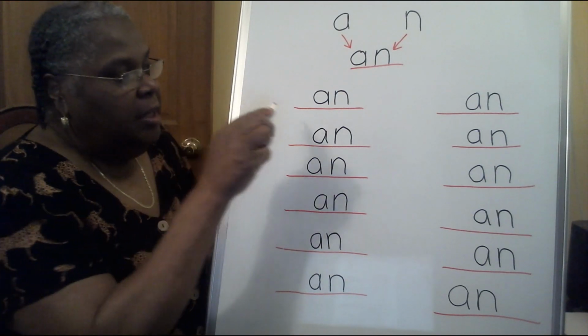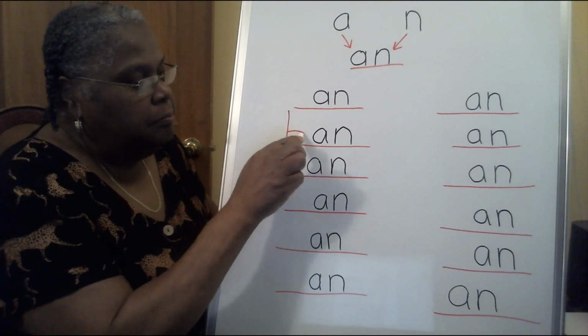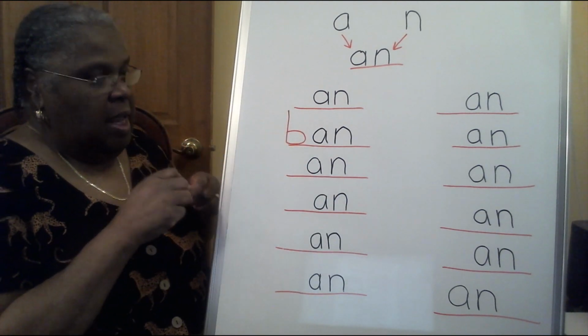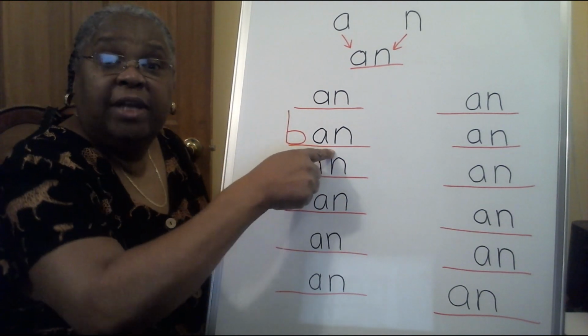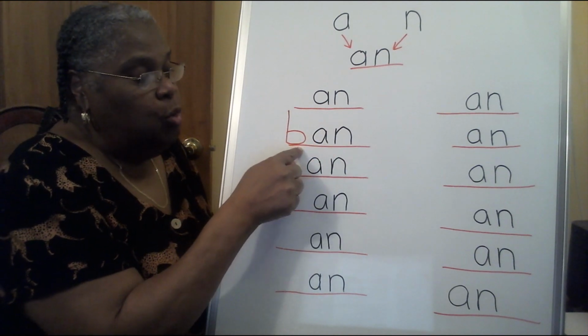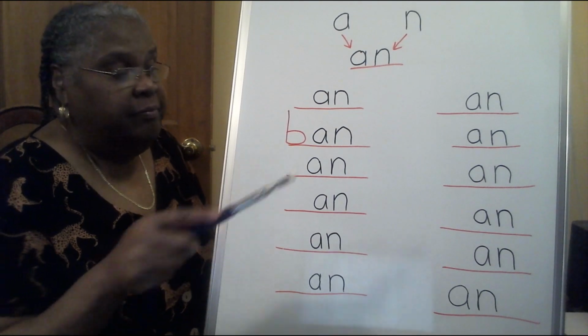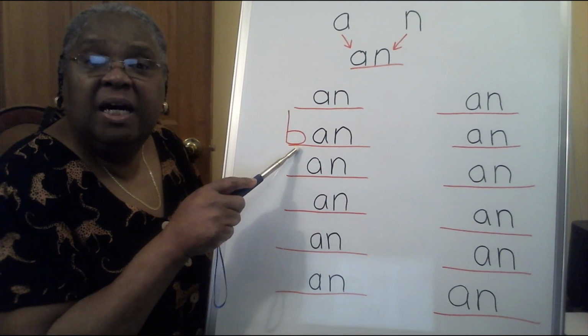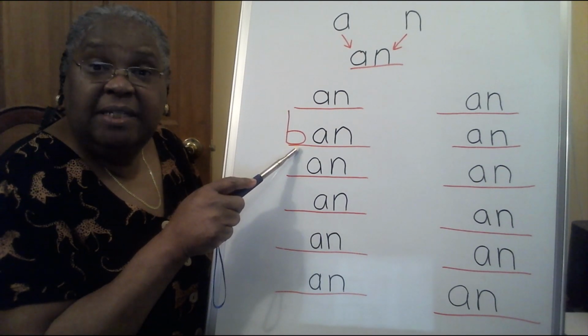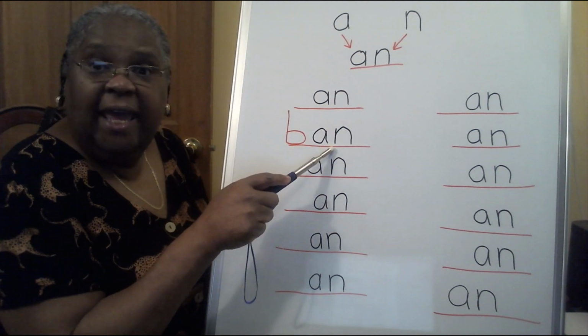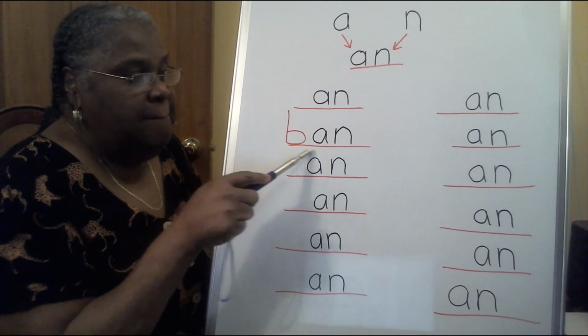When we put the letter B at the beginning of the word an, we form the new word ban. Let us sound out the word together. Say the B sound, B. Now say the B sound with the word an together smoothly, ban.